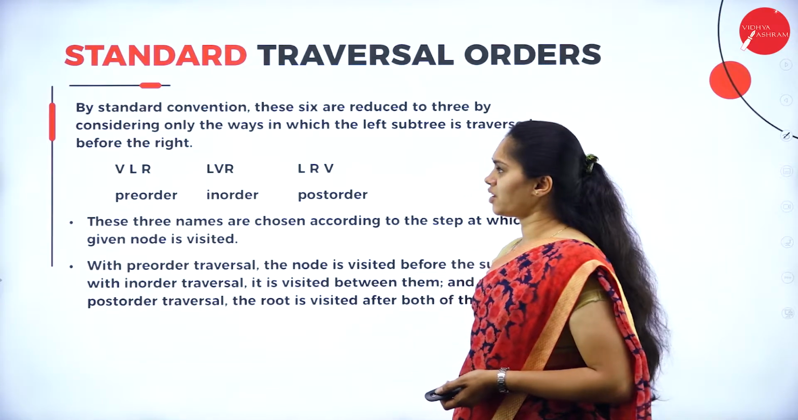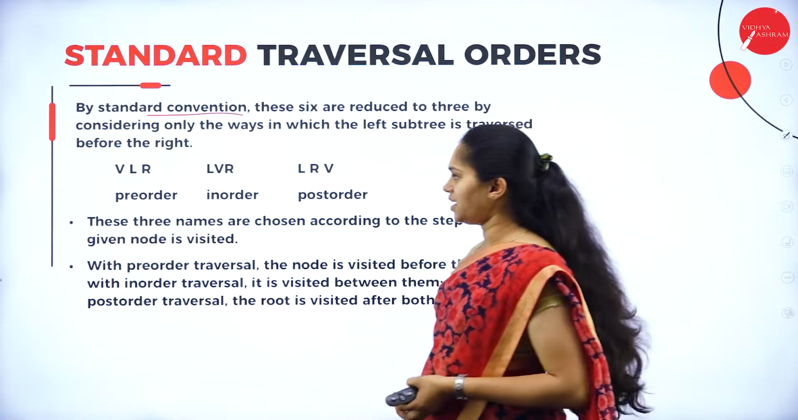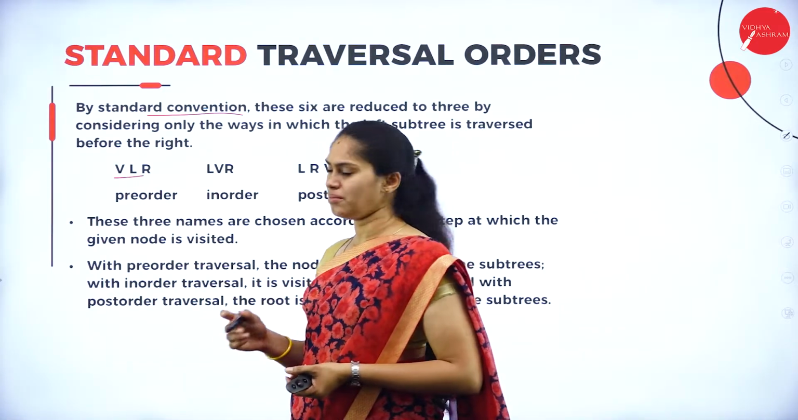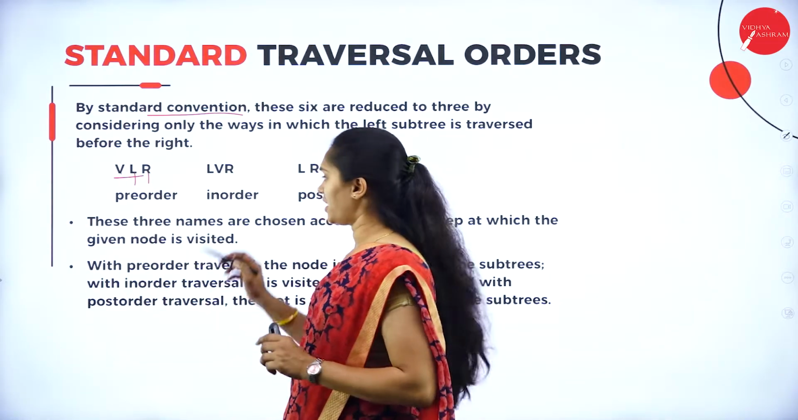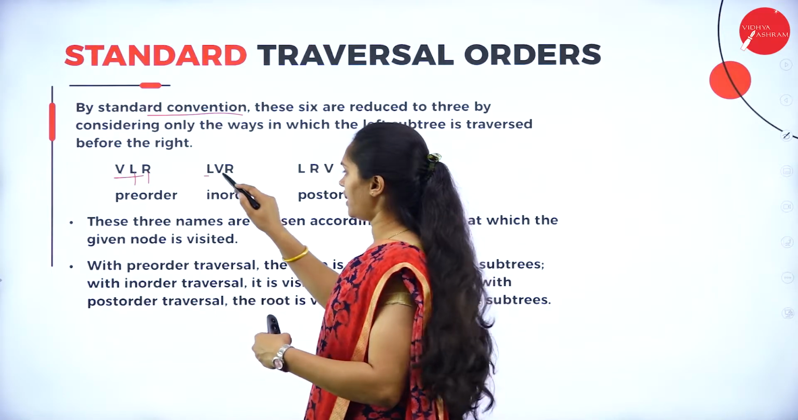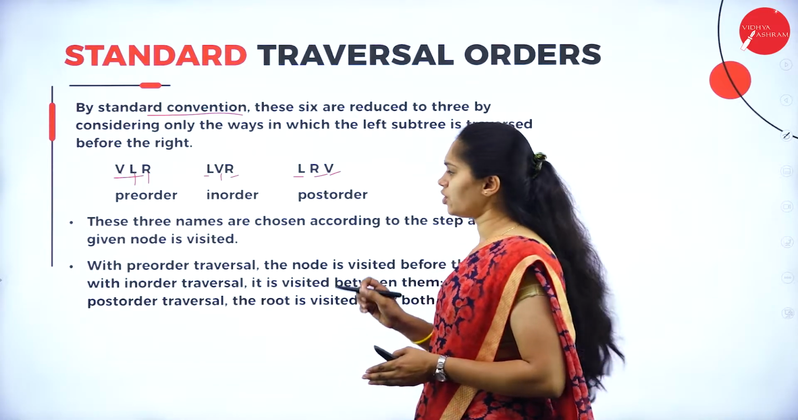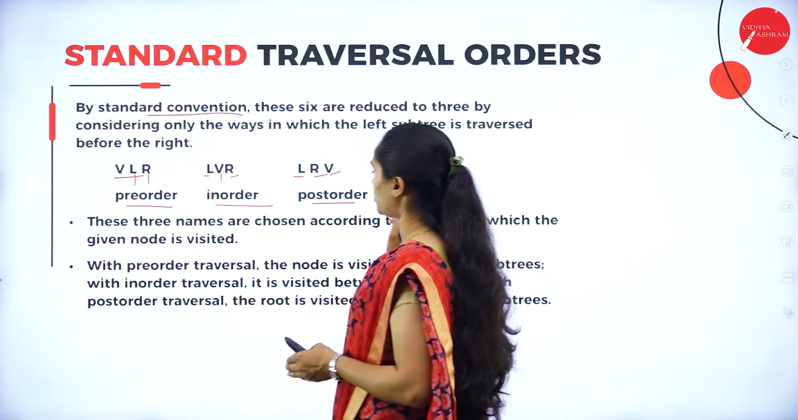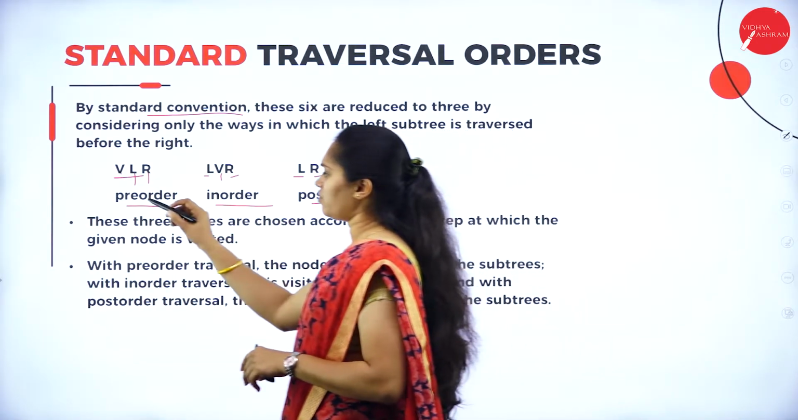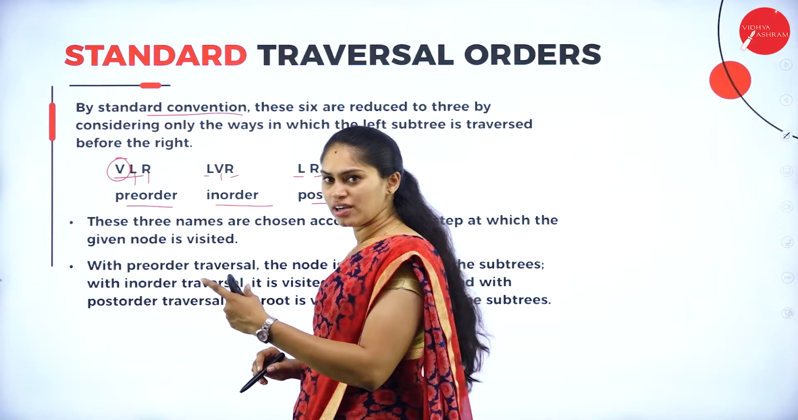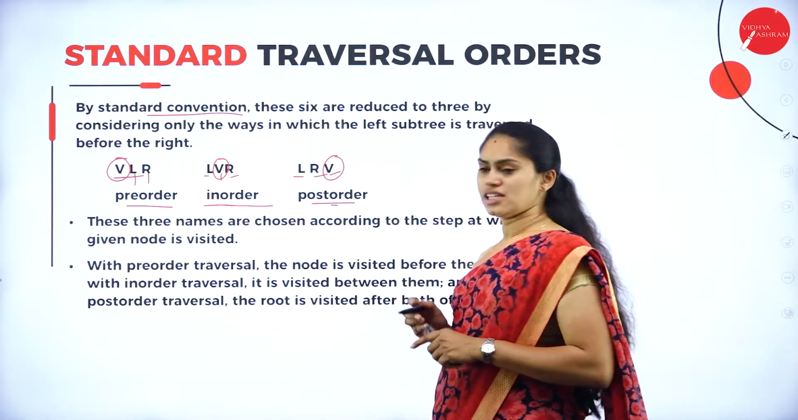Out of these, we give importance only to the standard convention, which is of three types. First VLR: I visit the root node, then the left, then the right subtree. Then first the left subtree, then the root node, then the right subtree. Then left, right, then the root node. So we call them pre-order, in-order and post-order. You need to concentrate on the V. If V is at first, that is pre-order. If V is in between, in-order. If V is at the last, that is post-order.